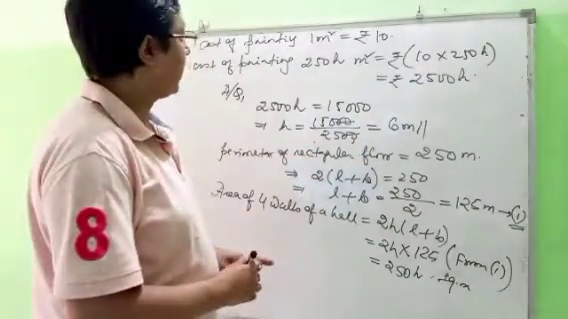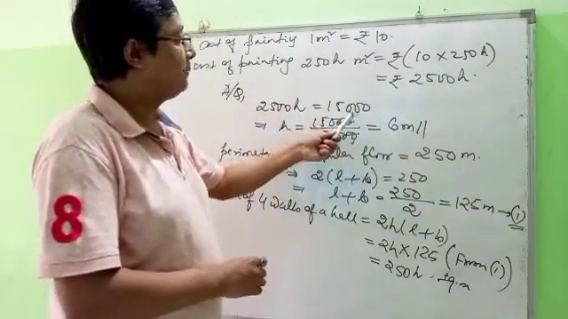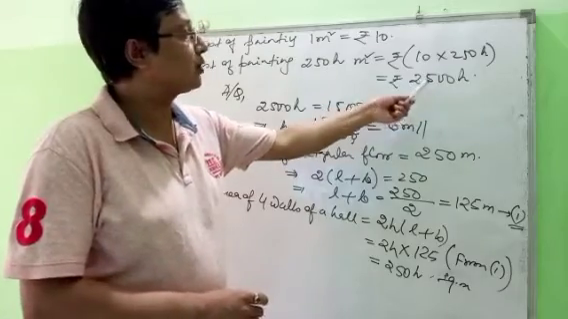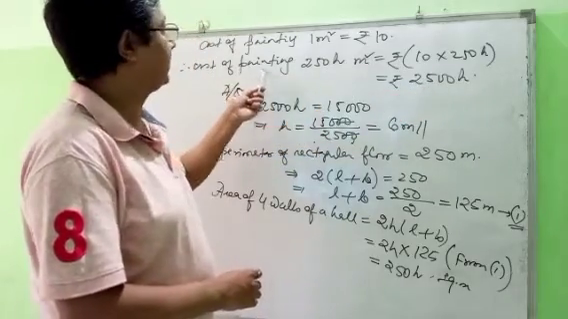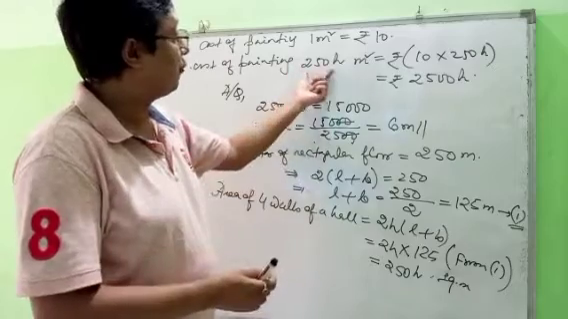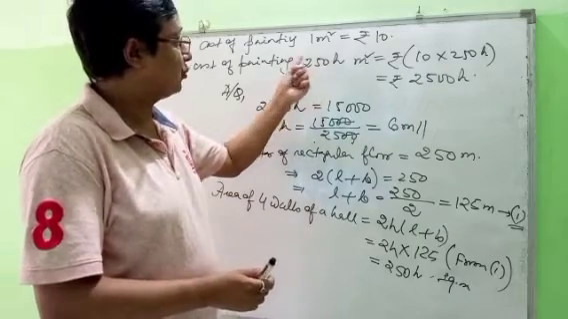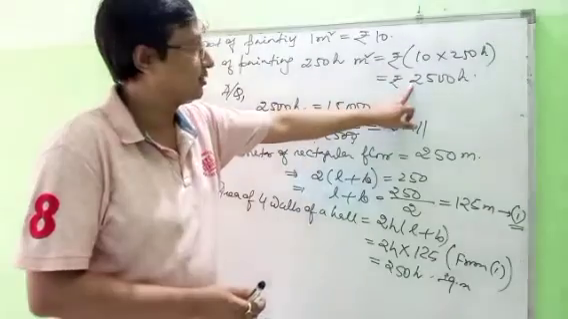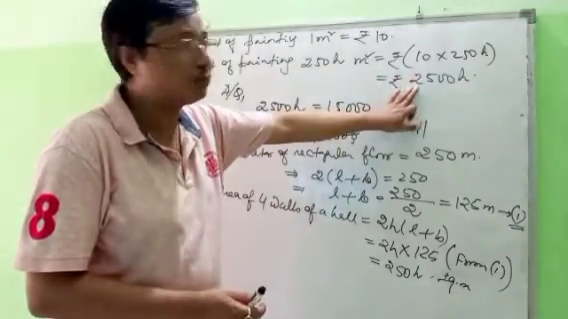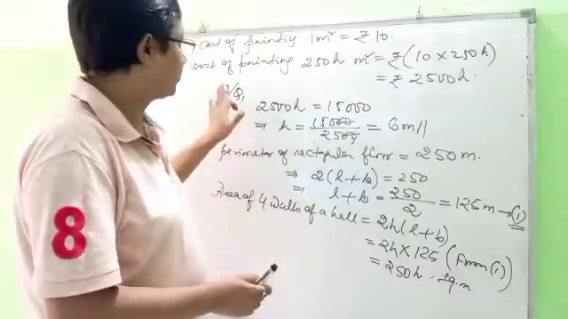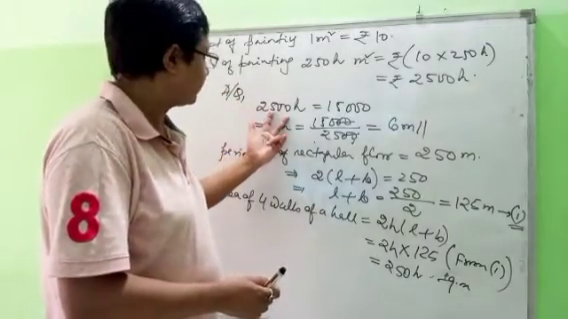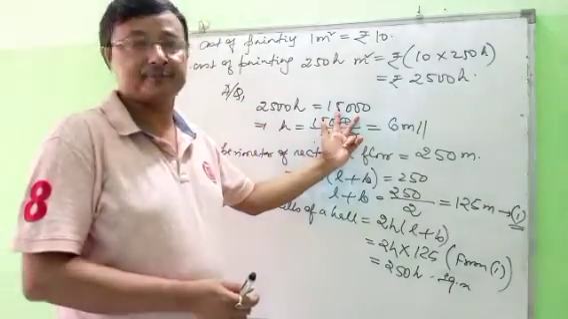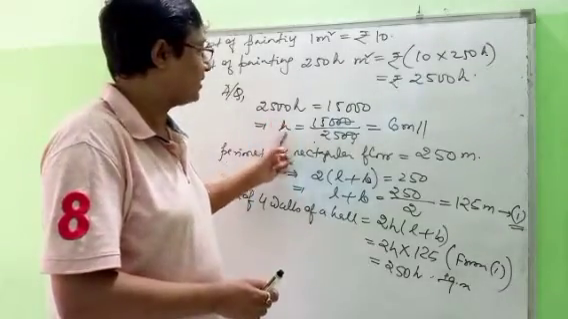So how did these two become equal? Because this one is also the total cost of painting the 4 walls. The 4 wall area is this, and the cost of painting this much area of 4 walls is this much. So this means the total cost. That is why according to the equation, the total cost equals the total cost. Then you have got the height. Height equals 6 meters.